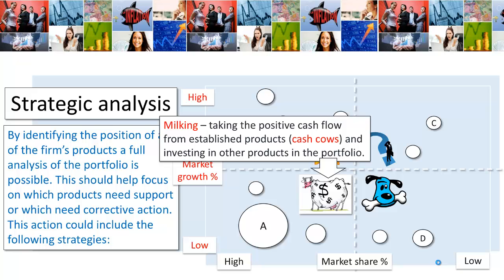Our cash cows, our strategy here is to milk them. We're going to take the positive cash flow from these established products, our cash cows, and we're going to invest them in other products in the portfolio or develop new products altogether.